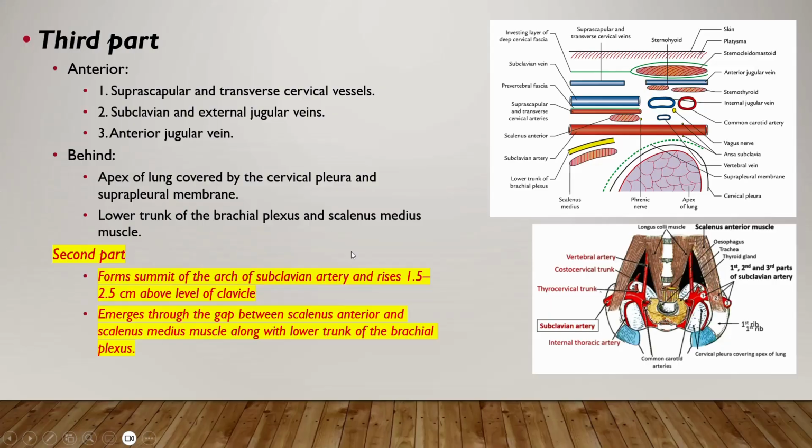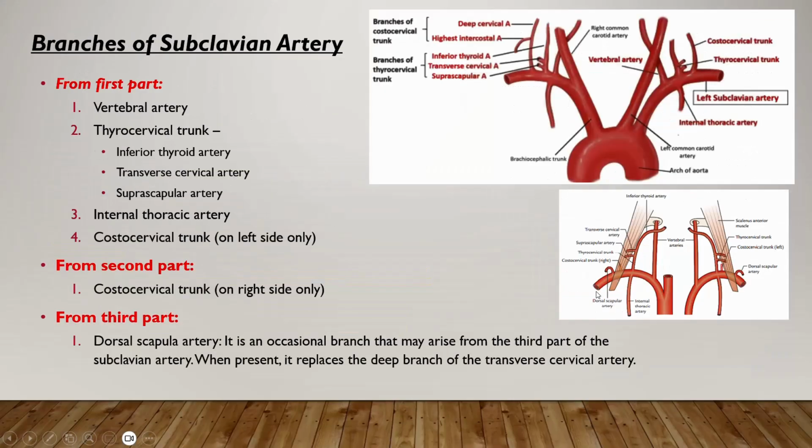For the third part, here you can see there are the suprascapular and transverse cervical vessels, the subclavian and external jugular veins. All these are related here to the third part of the subclavian artery. Now what are the branches? You can remember the branches of the first part, second part and third part.